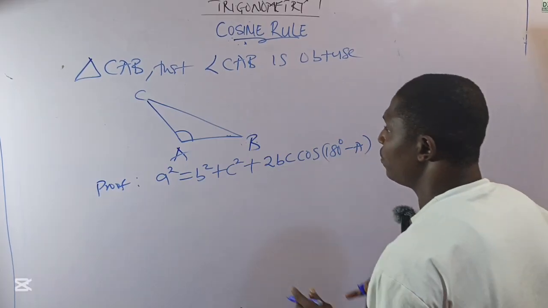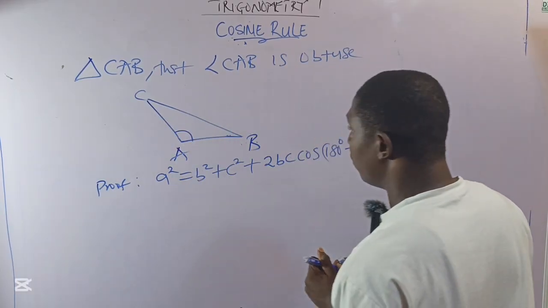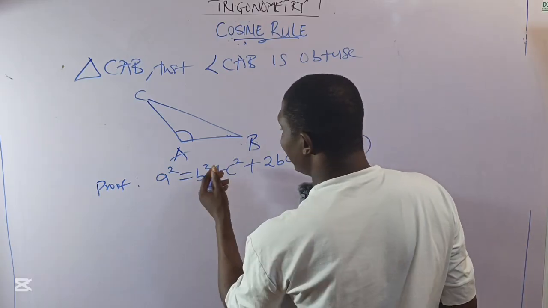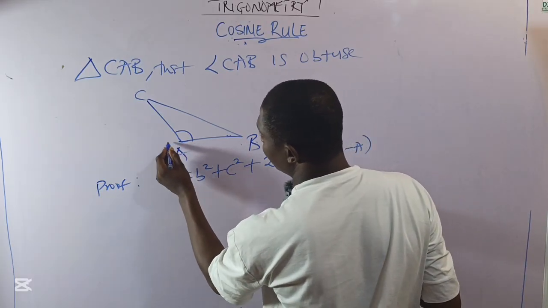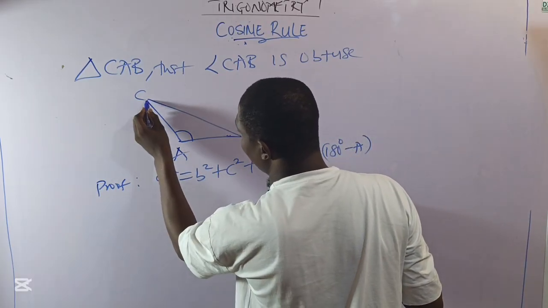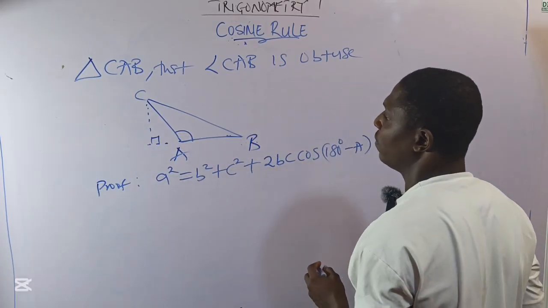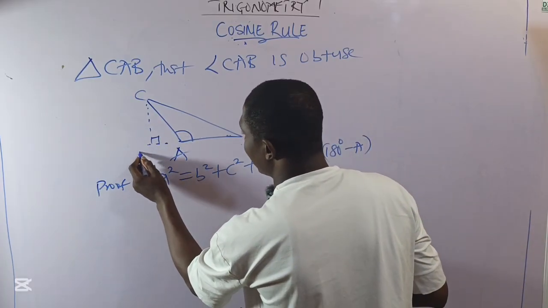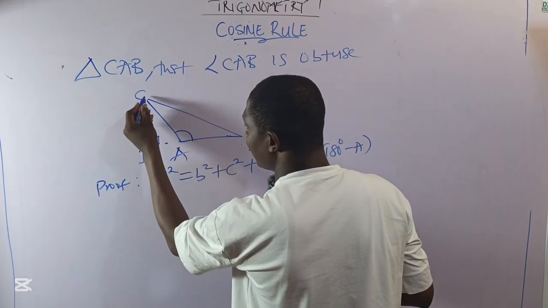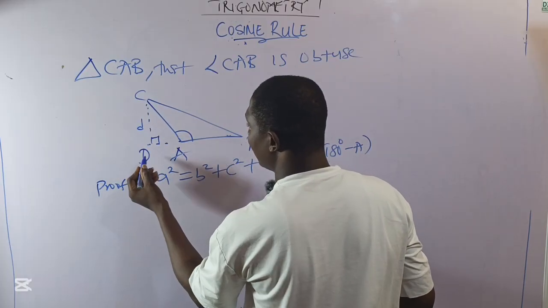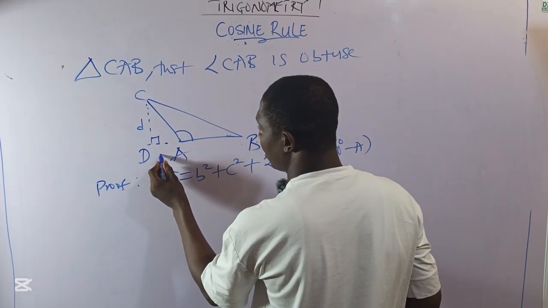Now, let's assume this is what we're given. Now, let's assume we take an extension from AB to the right, and we also bring a perpendicular from C downward, and this forms a right angle. We can take this point as D. We can take DC as small letter d, and we can take DA as small letter e.